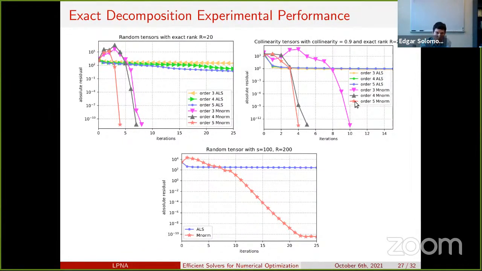So far, everything I've talked about, though, has assumed that the rank is less than the dimension and that the true factors are full rank, and those assumptions are kind of coupled. If you go to rank greater than the dimension, we can still generalize our method to that case, and it performs well, but it doesn't necessarily achieve quadratic convergence to the solution.